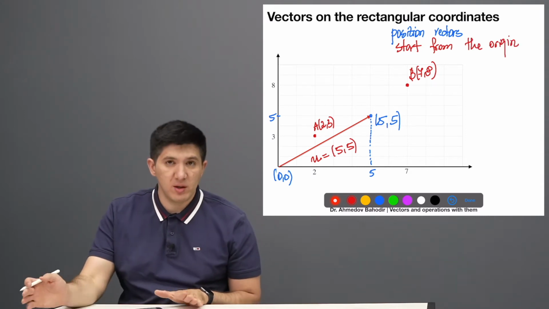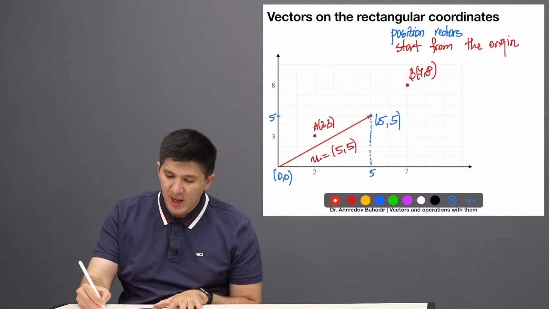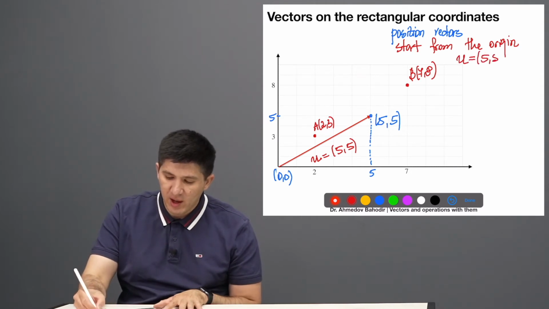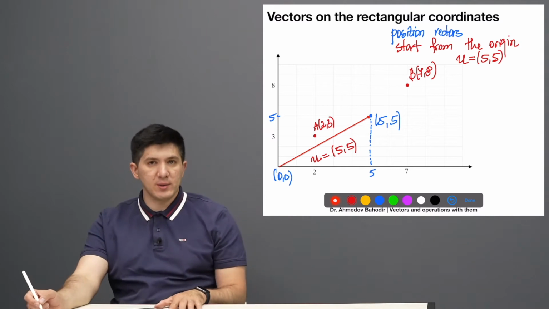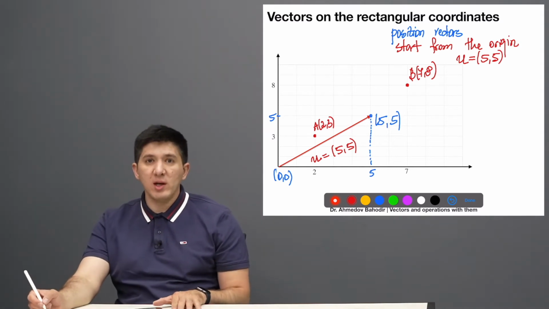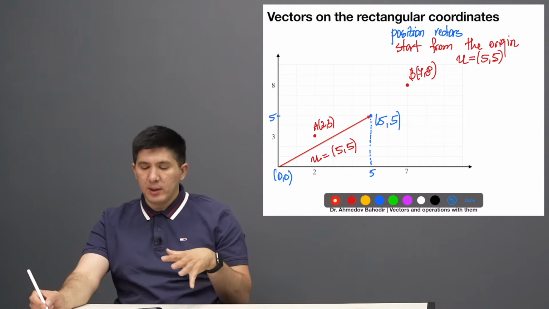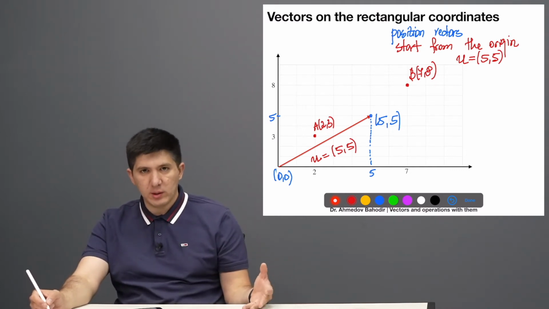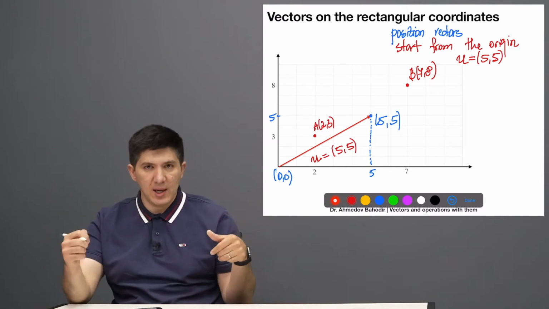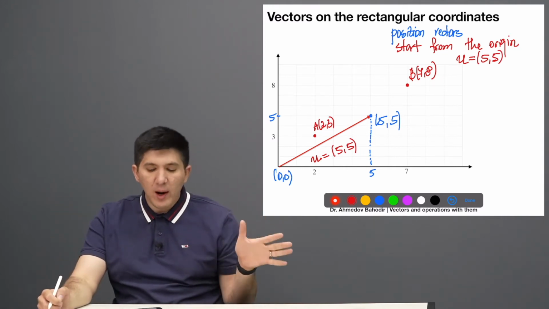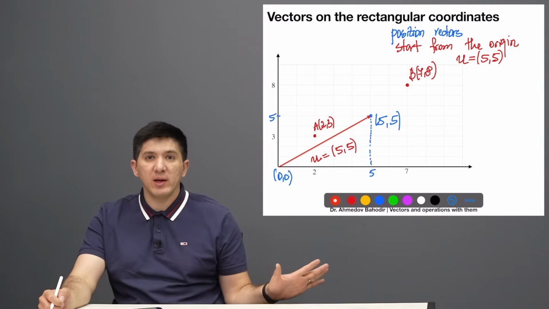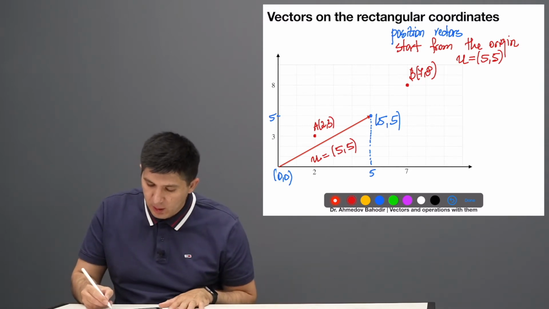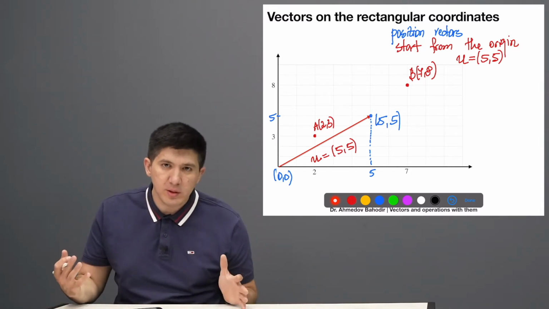This is the definition of the position vector. And in this case, our vector u is going to be denoted as 5 and 5 inside the brackets, so it is simply the coordinates of its ending point. The question is how we got this point from the two given points, A and B. The way to get it is very easy. First, I would like to explain the motivation.